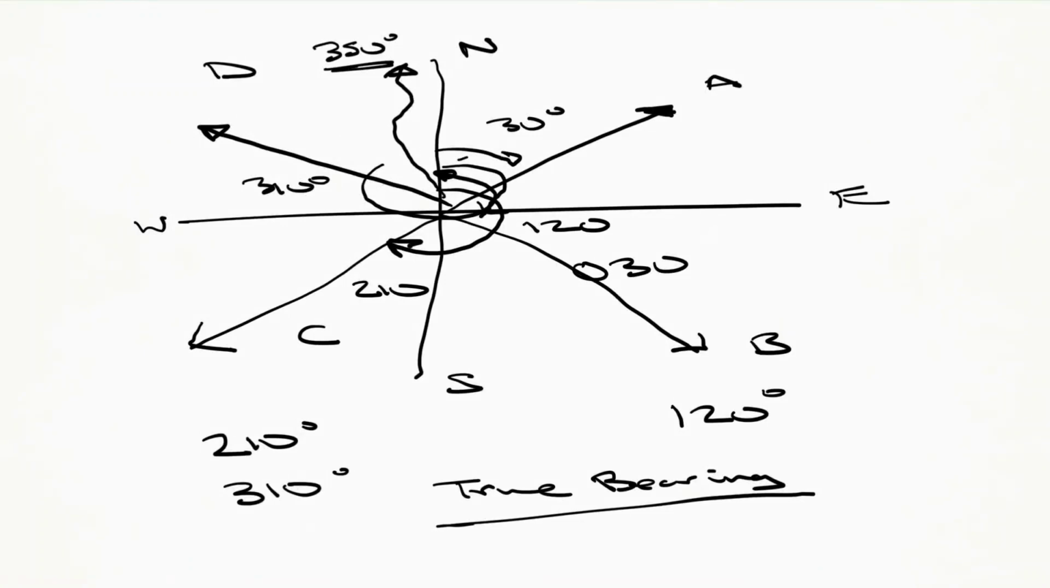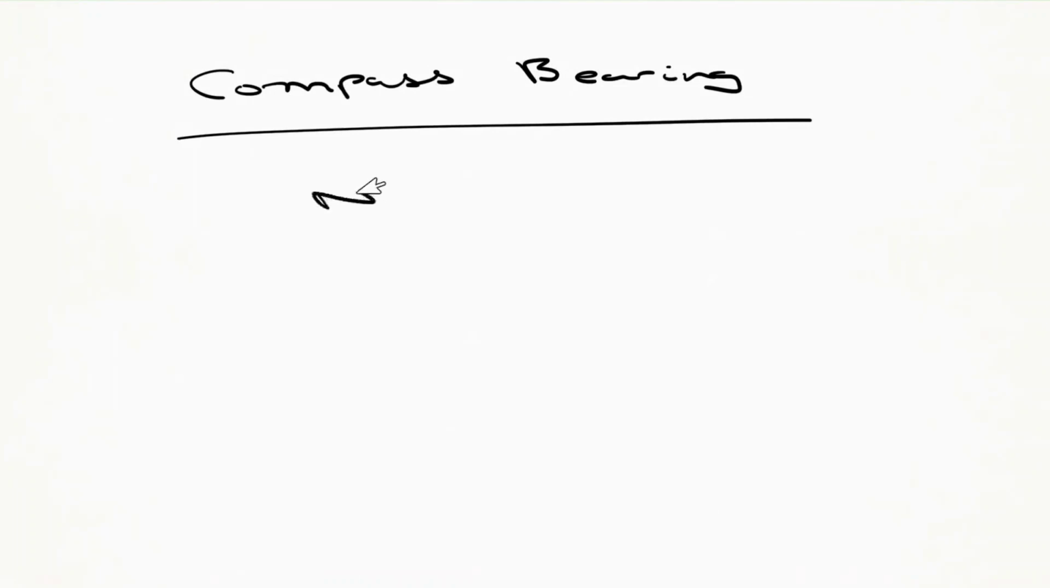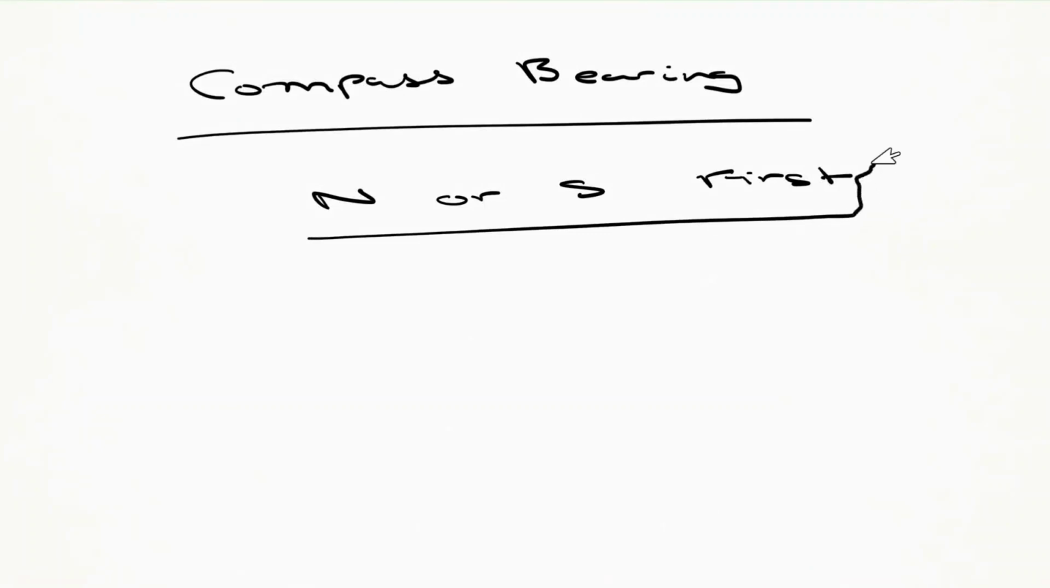Now let's have a look at an example of what we call compass bearings. So if we have a compass bearing, well, in this case, you always start with north or south first. Okay, that's all you really need to remember when it comes to compass bearings. North or south goes first.